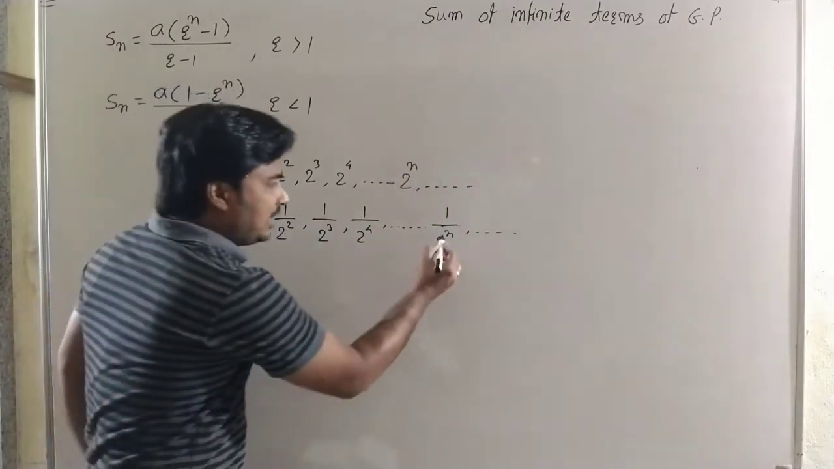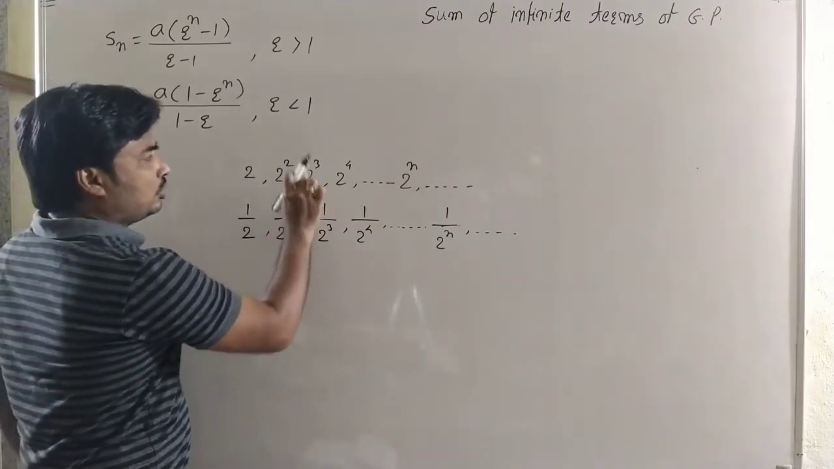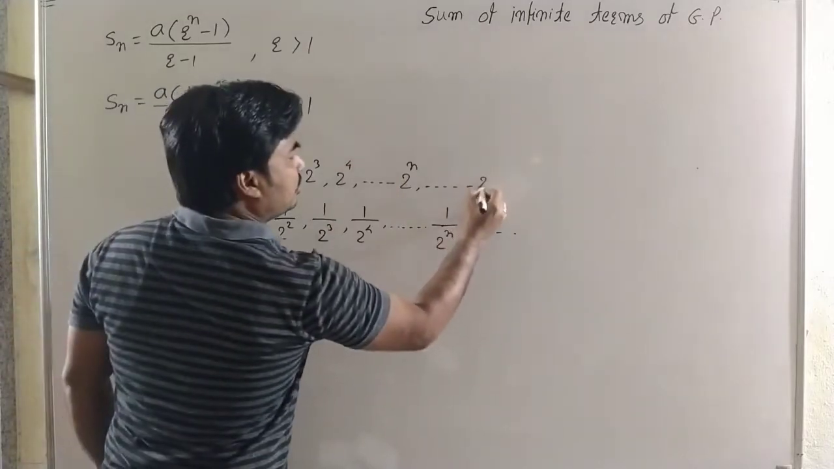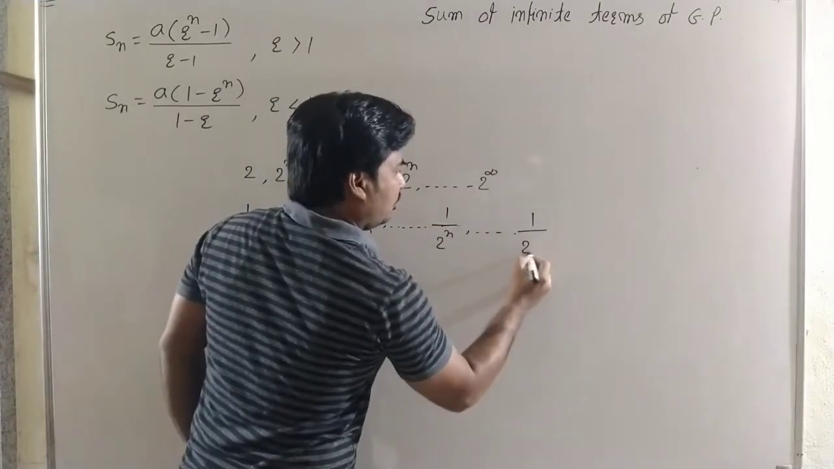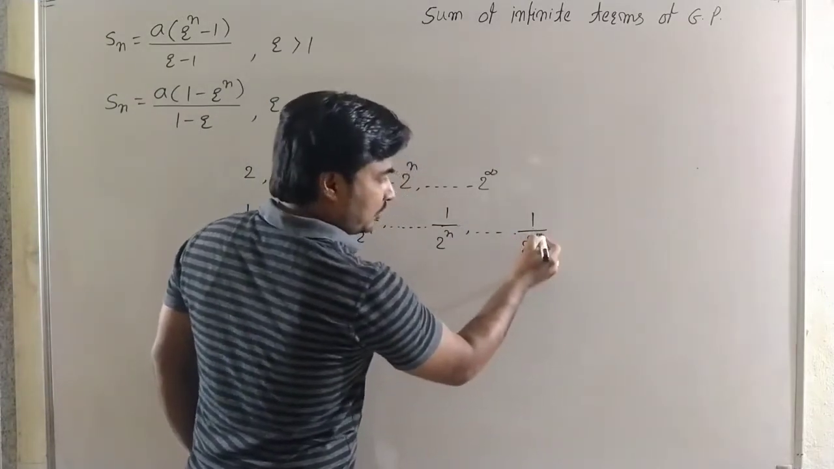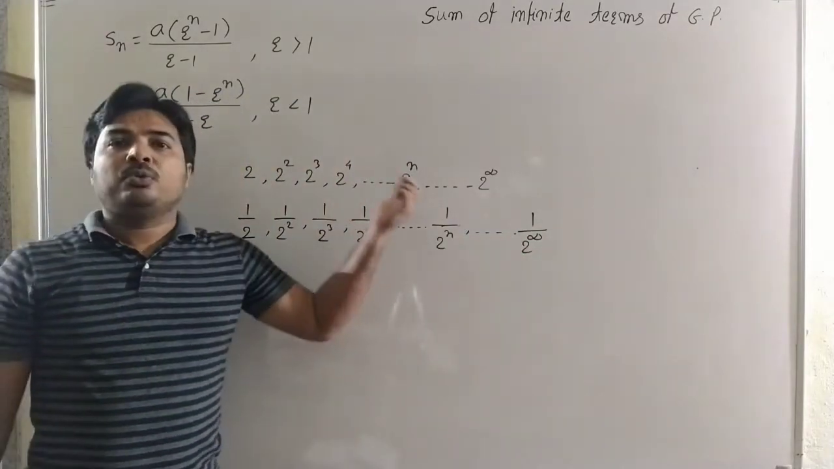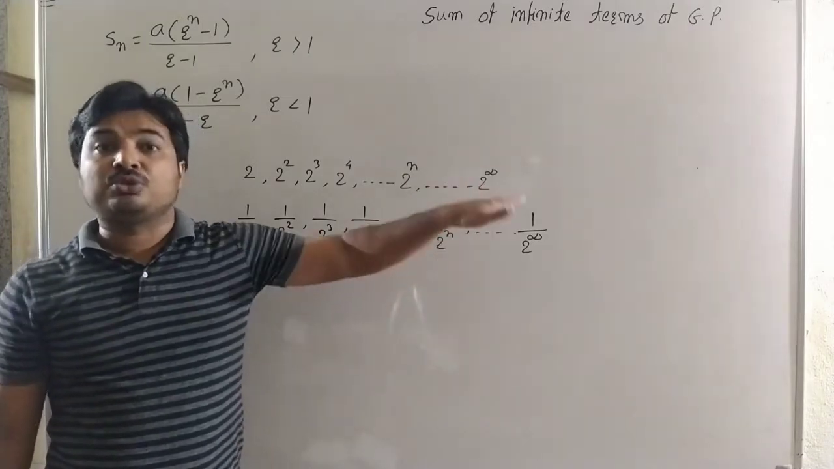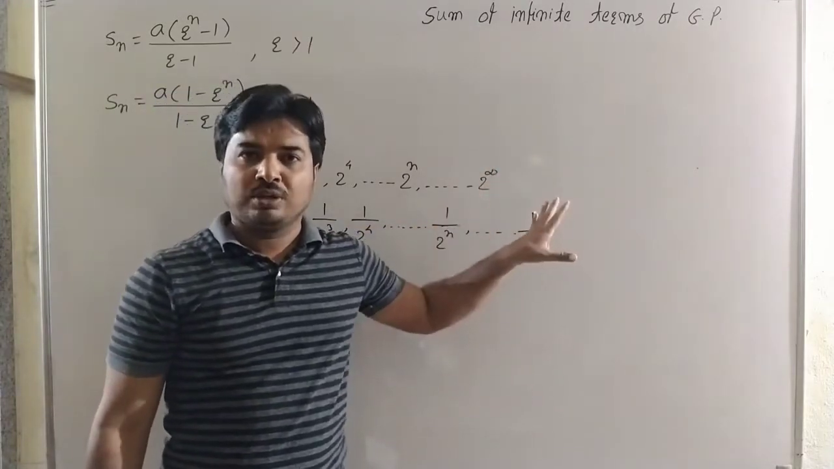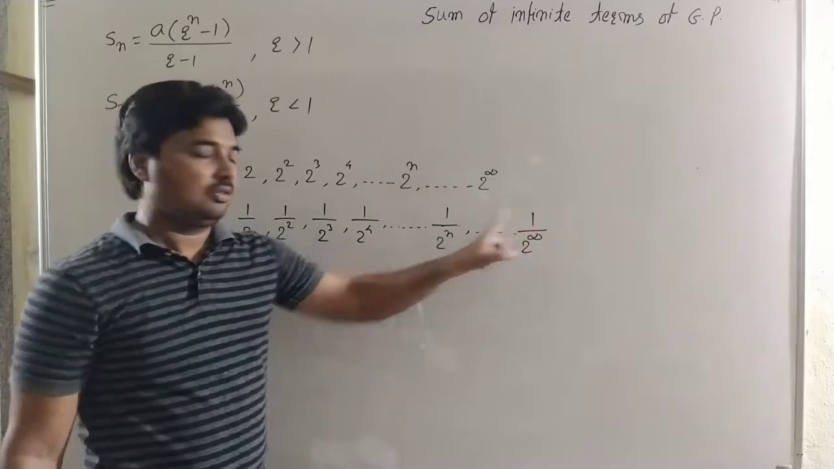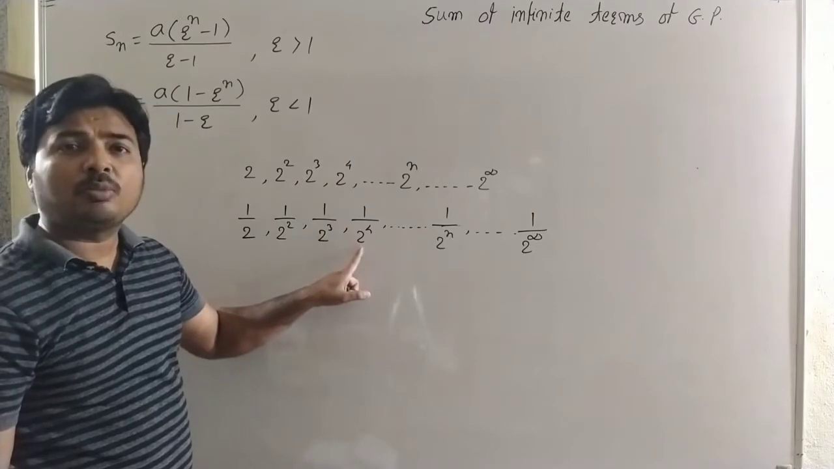See carefully, when n tends to infinity, in the sequence 2, 2 to the power 2, 2 to the power 3, 2 to the power 4, the last term is 2 to the power infinity, that means it is infinity. And 1 by infinity is 0. That means when n approaches infinity, the Tn approaches 0, so the last term is negligible in the sequence 1 by 2, 1 by 2 square, 1 by 2 cube, 1 by 2 to the power 4, like that.